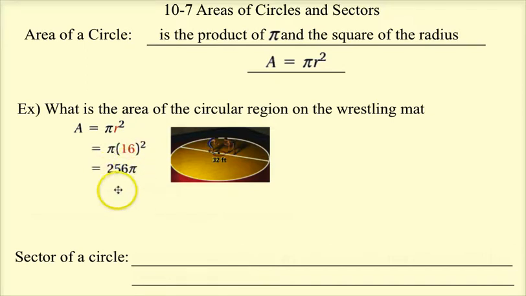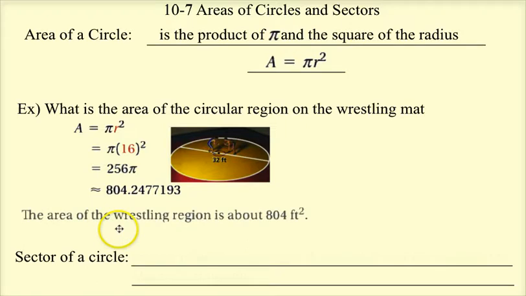So I'll get 256 pi, and 804.2477193. So the area of the wrestling region is about 804 feet squared. You'll be told how to round it off, whether to a whole number or the tenth, or sometimes you're actually just going to leave it like this, 256 pi. If they say leave it in terms of pi, you multiply just the numbers and you leave the pi.